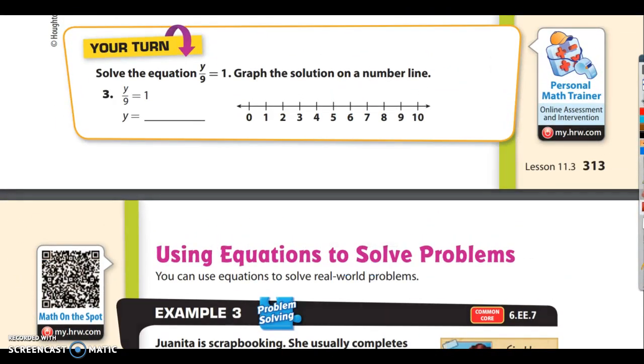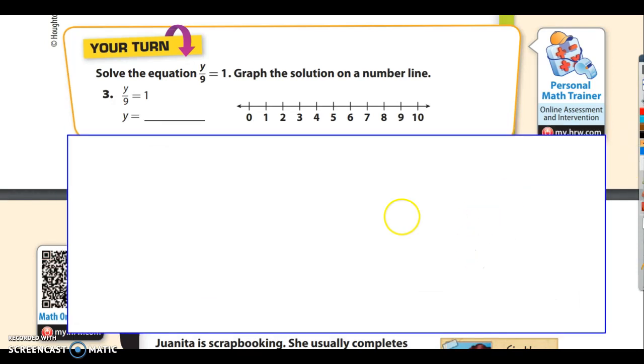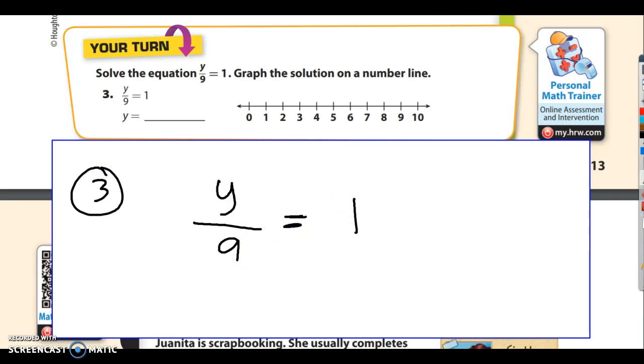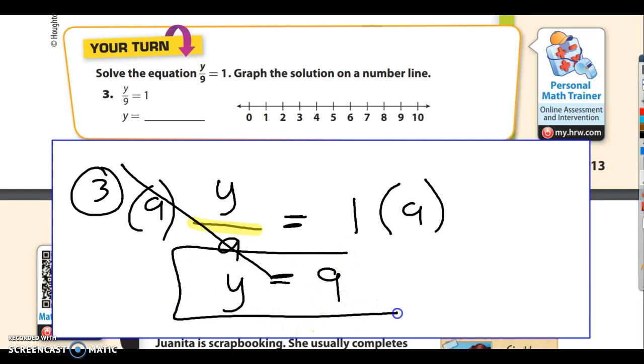The your turn is solve the equation y over 9 equals 1, and then graph the solution on a number line. Y over 9 is equal to 1. What kind of problem is this? It is a division problem. How do I solve a division problem? I solve a division problem by multiplying by 9. I'm going to multiply both sides of the equation by 9. 9 over 9 cancels. What I have left is y. Y is equal to 1 times 9. 1 times 9 is 9. I think the answer is 9.